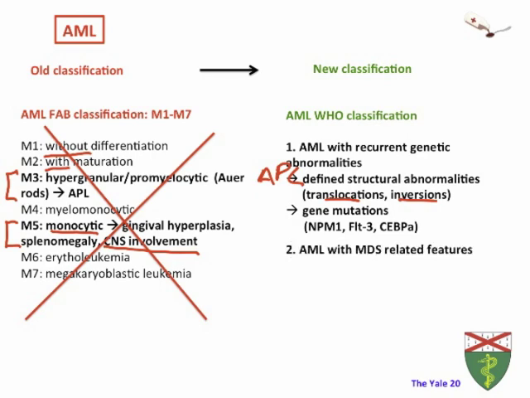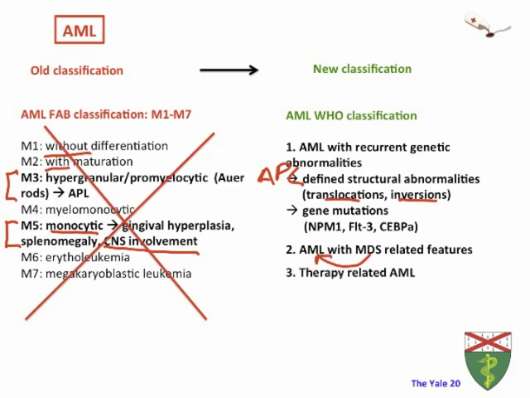Then AML with MDS-related features. What does that mean? MDS stands for myelodysplastic syndrome, and it's a precursor of AML. So it means cells are not blast-like, but they're looking dysplastic. They're not having a normal morphology. AML that arises out of MDS normally has a very poor prognosis.